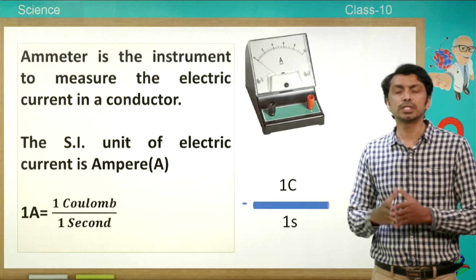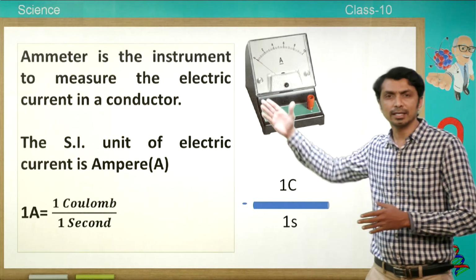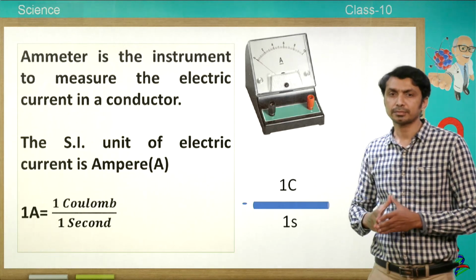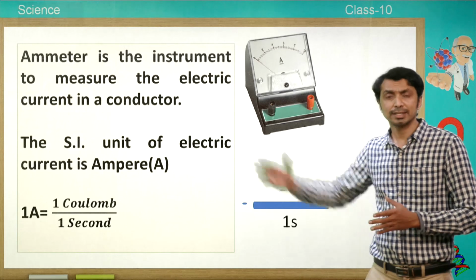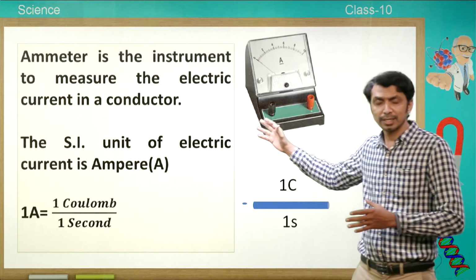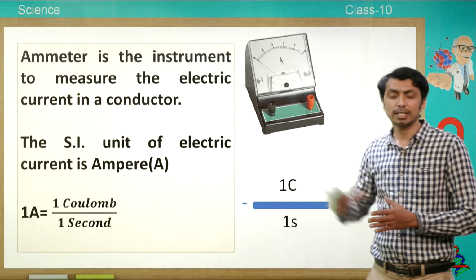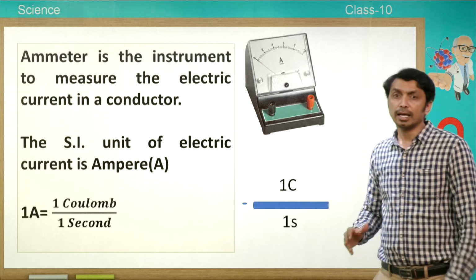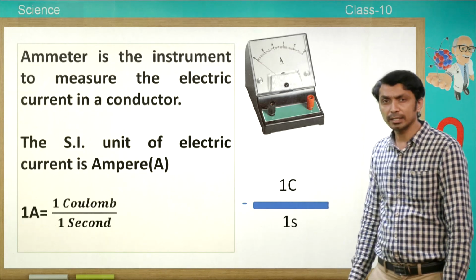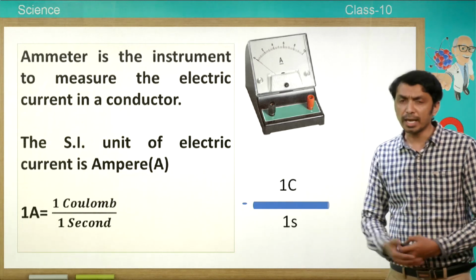Now how do we measure electric current? Yes, you are right. Here you are seeing an instrument called an ammeter, which measures the electric current. That means it measures the charge passing through the conductor in unit time, and the SI unit of electric current is ampere. Now, what is called 1 ampere?